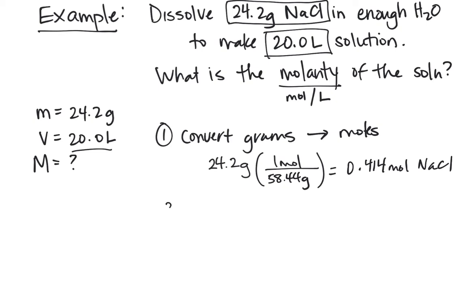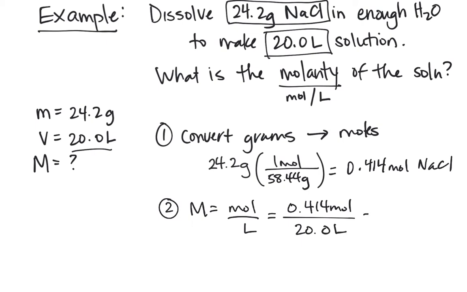So now we've put 24.2 grams, or 0.414 moles, of NaCl into 20 liters. Okay, remember our molarity is equal to moles per liter, so 0.414 moles in 20.0 liters is going to give us 0.0207 molarity. So that would be the concentration of our solution.